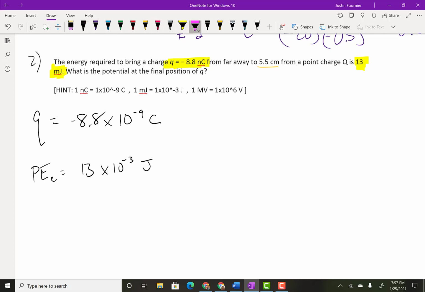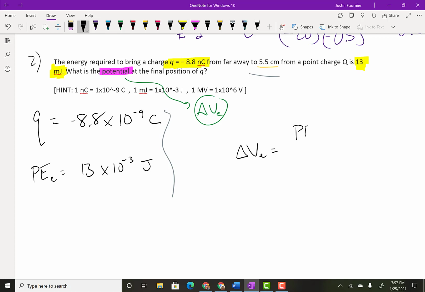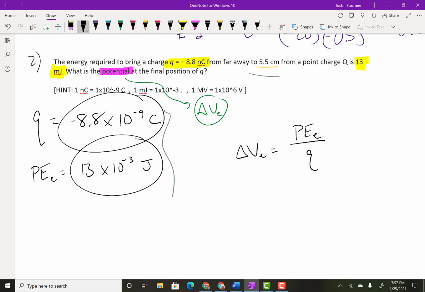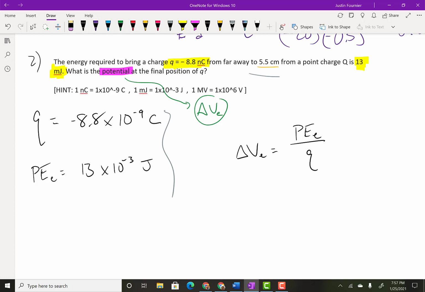And they're looking for the potential, right? They're looking for delta V. That's just delta V, or delta VE, I'll say right now. So you might think like, oh crap, I gotta find distance as well, and electric field and all this stuff. But remember, electric potential is equal to the amount of electric potential energy per charge. And I have the potential energy and I have the charge, and I'm looking for delta VE, so I really just need to plug it in here.